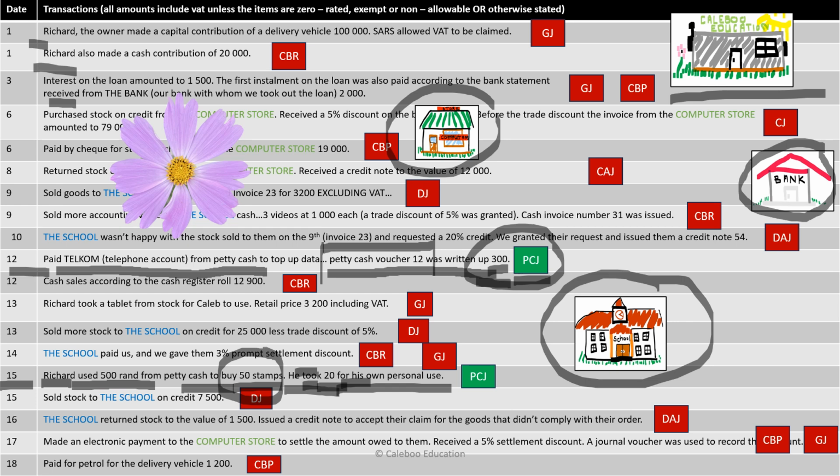So on this page here, we've identified on the 12th and on the 15th transactions that need to be recorded in the petty cash journal.